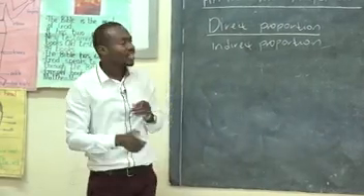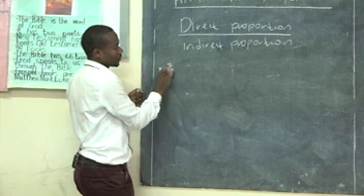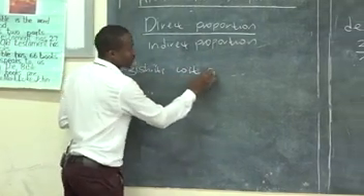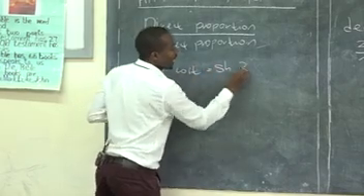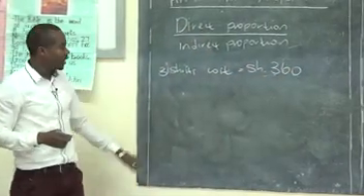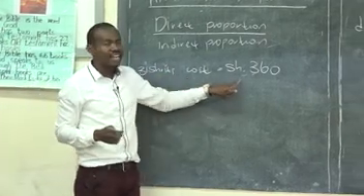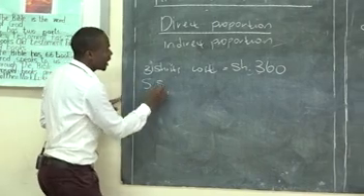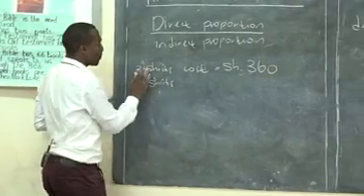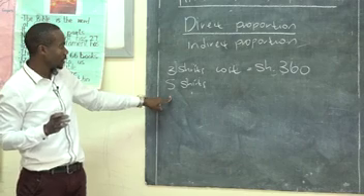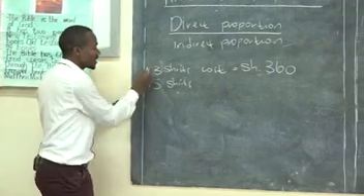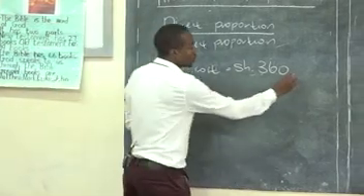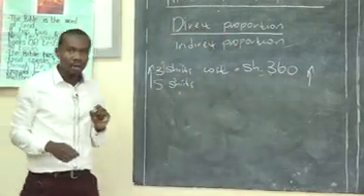For example, 3 shirts cost 360 shillings. What will be the price of 5 such shirts? The number of shirts has increased. We are also expecting the total cost to increase. How do we go about this?